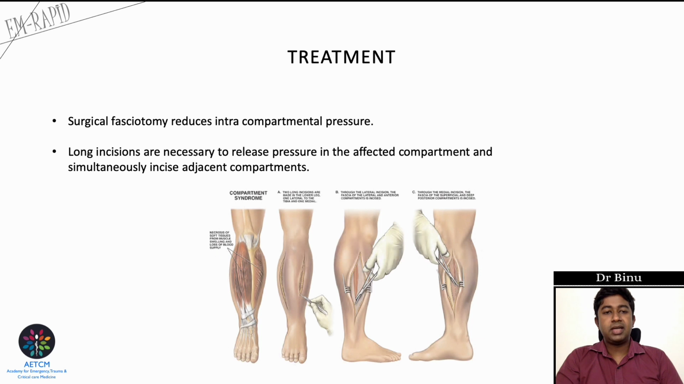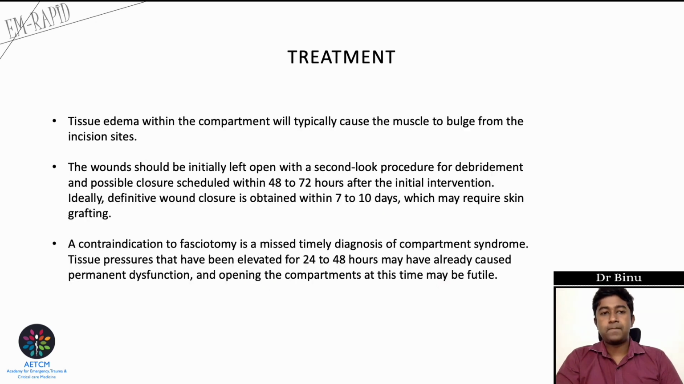Surgical fasciotomy reduces the intracompartmental pressure. Long incisions are necessary to reduce the pressure in the affected compartment, and adjacent compartments should be simultaneously incised also. Tissue edema within the compartment will typically cause the muscle to bulge from the incision sites, and the wound should be initially left open, with a second look procedure for debridement and possible closure scheduled within 48 to 72 hours after the initial intervention. Ideally, definitive wound closure is obtained within 7 to 10 days, which may require skin grafting.